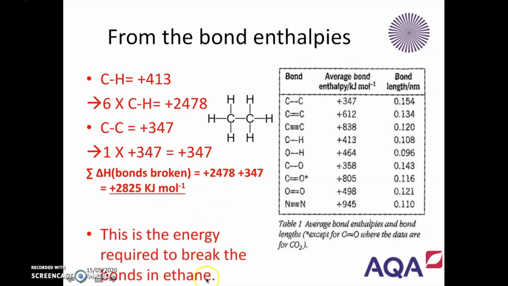So this is the energy required to break the bonds in ethane. Altogether, in order to break all of these bonds in ethane, to make these 3 atoms, you will need to input 2,825 kilojoules per mole to break all the bonds. So now we're going to look at an example question of putting it all together.